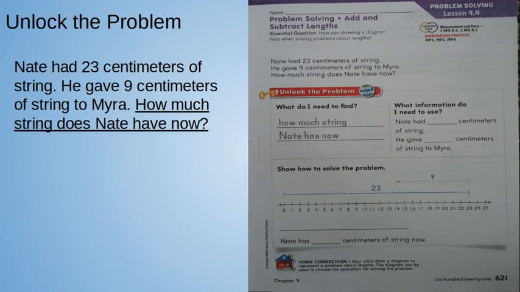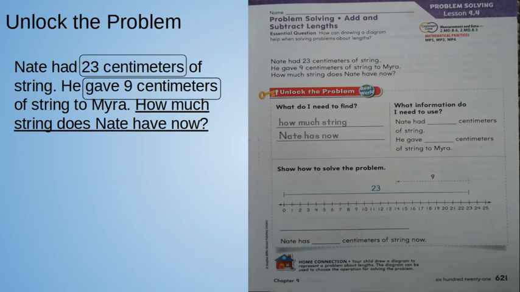I've underlined my question. How much string does Nate have now? Remember, a question ends with a question mark. Now I need to figure out what key information to box up. Well, Nate started with 23 centimeters of string. That's an important number I'm going to include in my boxed up information. Then he gave 9 centimeters of string to Myra. There's a key word I'm going to include with this next number. Gave 9 centimeters. Because it tells me that he gave it away or it went away, meaning thinking about my next step of evaluate, I know this is going to be a subtraction problem.